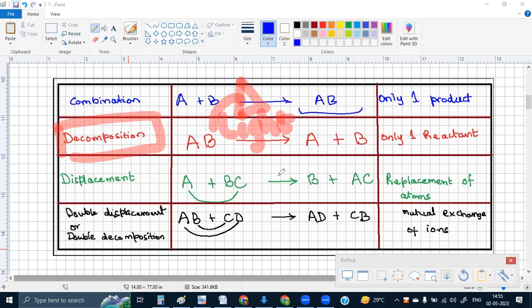What is present? Not sodium chloride, will not. So, it will. It will.